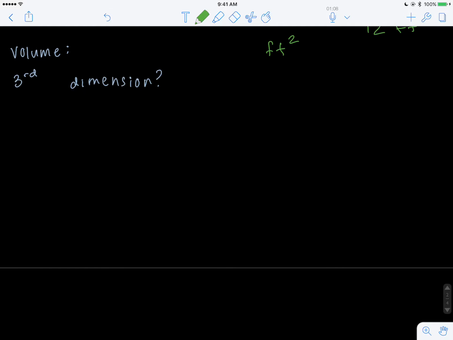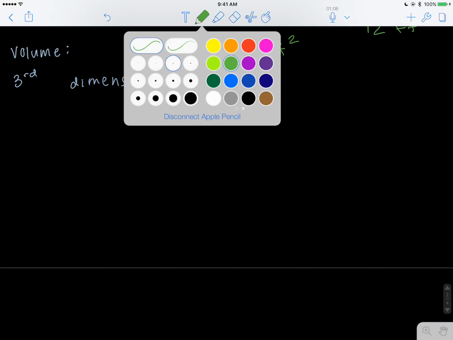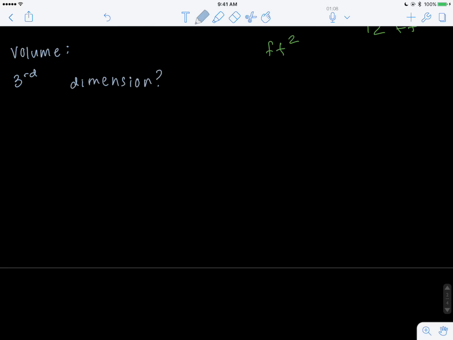Volume is a little bit different though. There's a third dimension involved. That's why volume is known as 3D. We know length is one of them. That's not going away. We know width is one of them. But what's the third dimension?